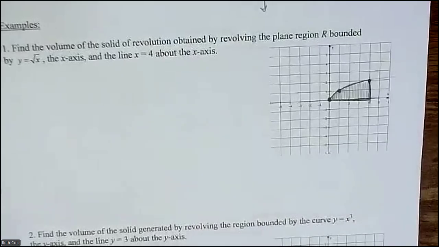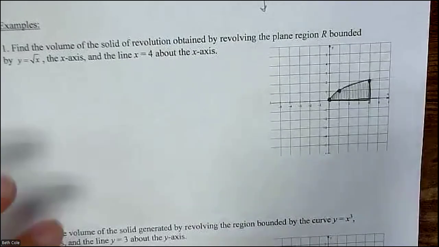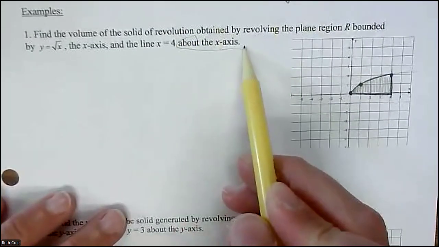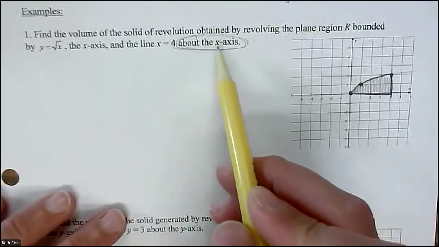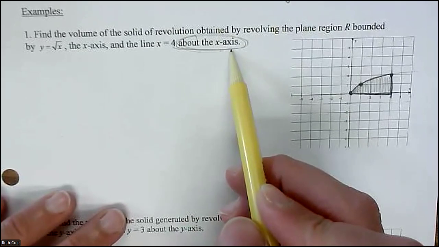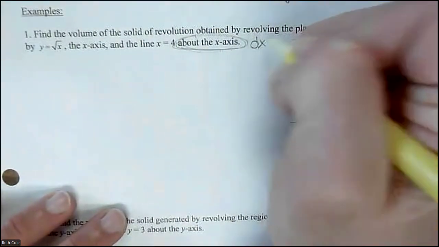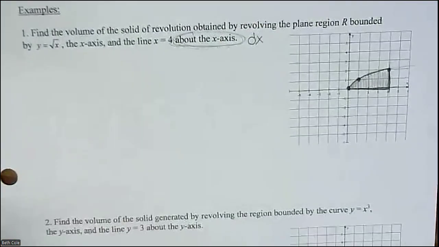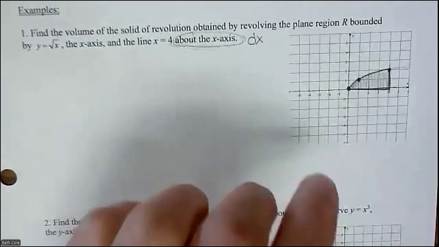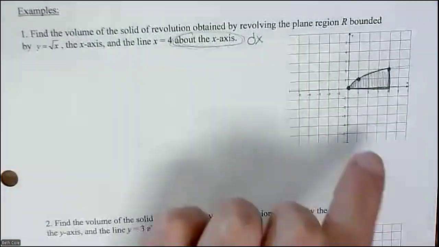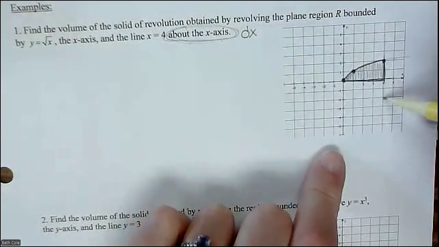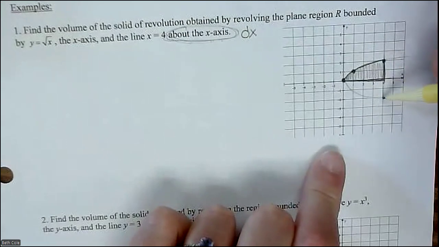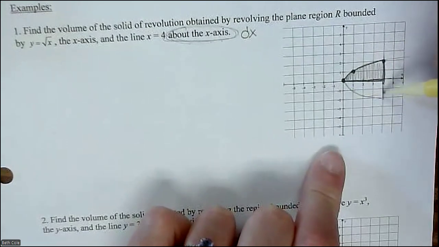And you're going to have a little bit of an imagination. We're going to take that area and revolve it around or about the x-axis. Do you see that there? So I already know this is going to be a dx problem. If I'm revolving around the x-axis, it's going to be a dx problem. So what we're going to do is, I call it a ghost shape. You're going to reflect this over the x-axis. So draw yourself a ghost shape.